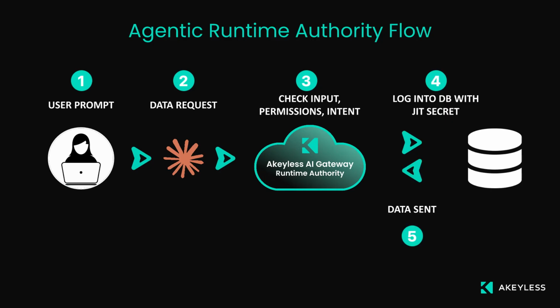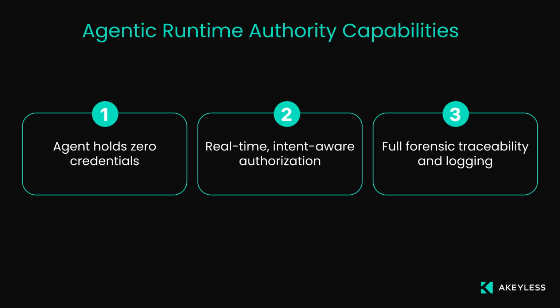The database sends back the requested information. The Runtime Authority then checks the output of the data to determine it is valid to return to the user, while ensuring that policies are enforced. Once approved, Agentic Runtime Authority allows the LLM to send the data back to the user.